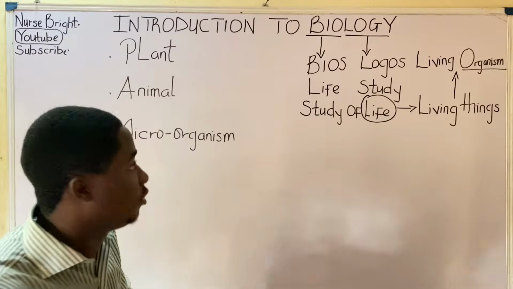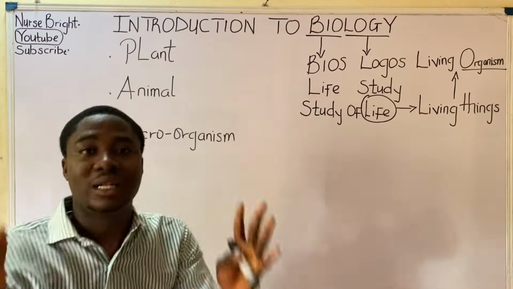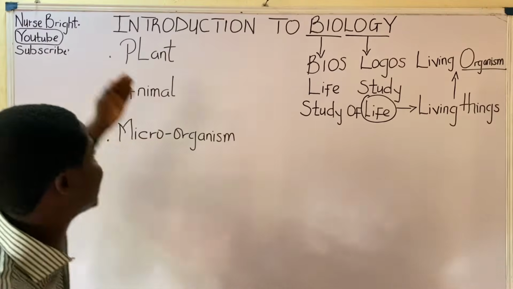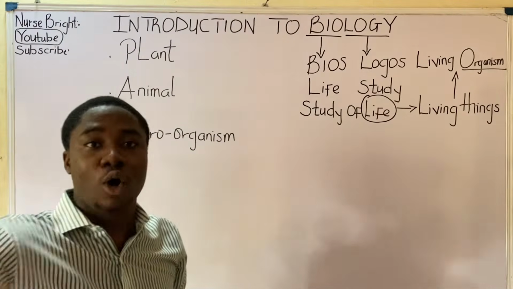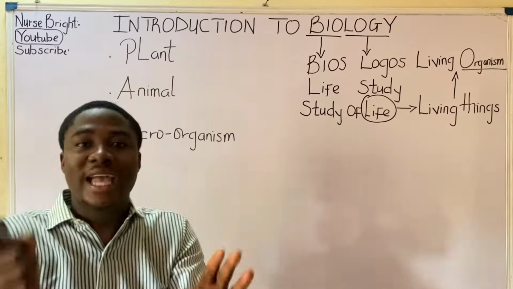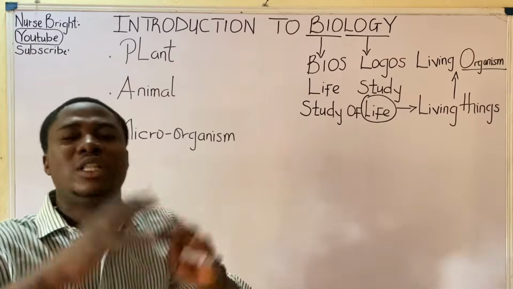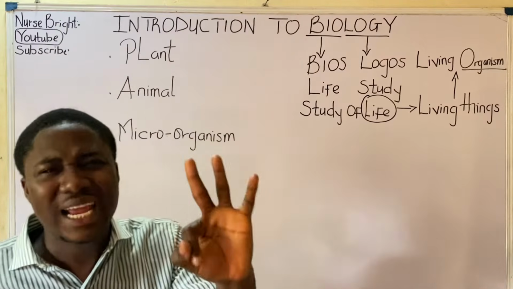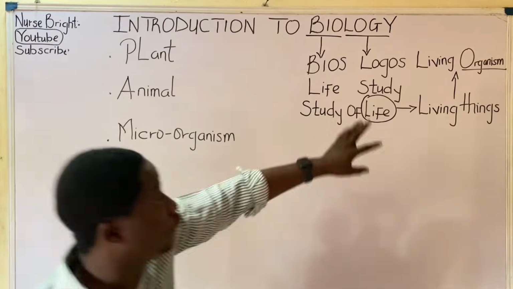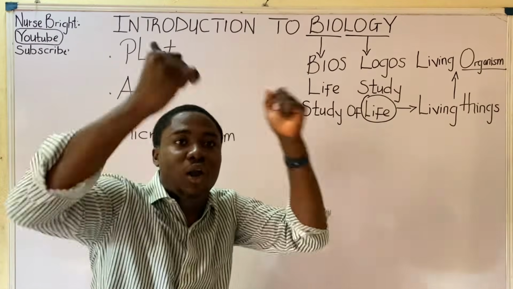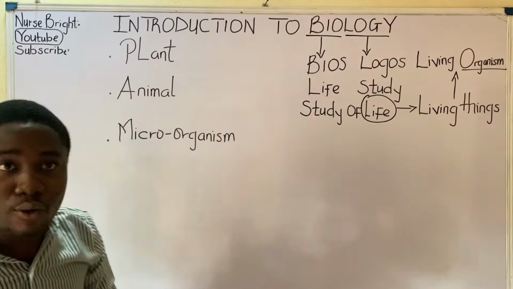Now moving further, understanding that living organisms can be broadly divided into three groups as seen here: plants, animals, and microorganisms. This brings us to understand the major branches of biology, because biology is divided into different branches. We have three main branches of biology, and it is gotten from the three major living organisms, which are plants, animals, and microorganisms.